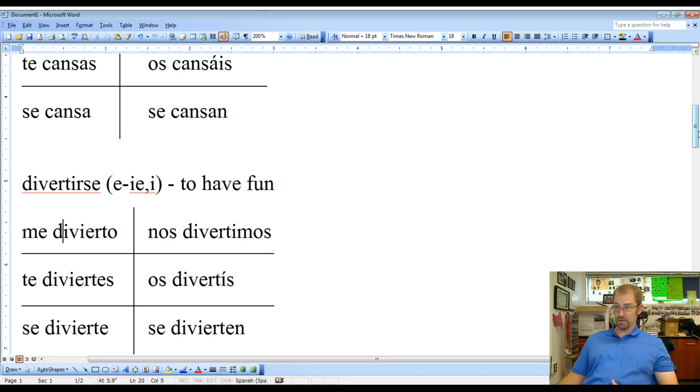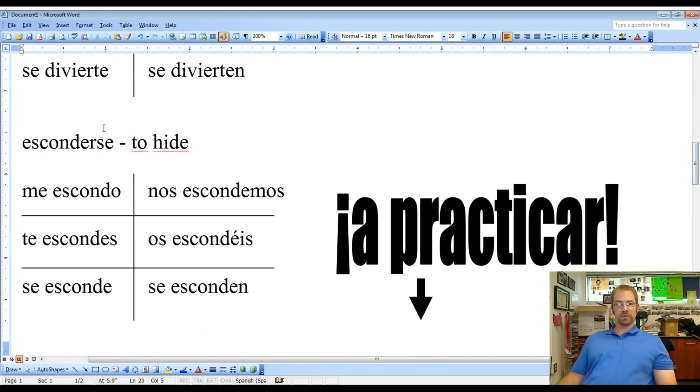If at any time you want to write these down, you can pause it. And esconderse is to hide. So again, I take that se off, put it in front, and change it to me, te, se, etc. And then what's left over is esconder, and I can conjugate that in the present tense or whatever I'm doing.